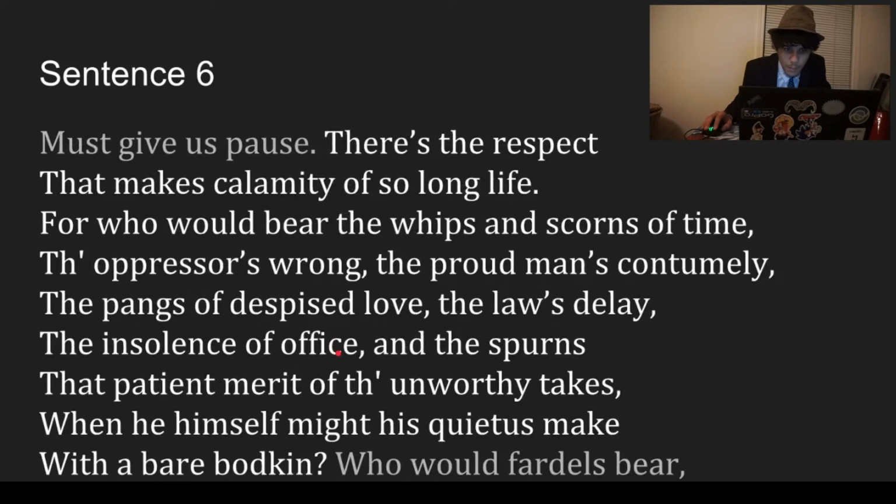There's the respect that makes calamity of so long life, for who would bear the whips and scorns of time, the oppressor's wrong, the proud man's contumely, the pangs of despised love, the law's delay, the insolence of office, and the spurns that patient merit of the unworthy takes, when he himself might his quietus make with a bare bodkin.